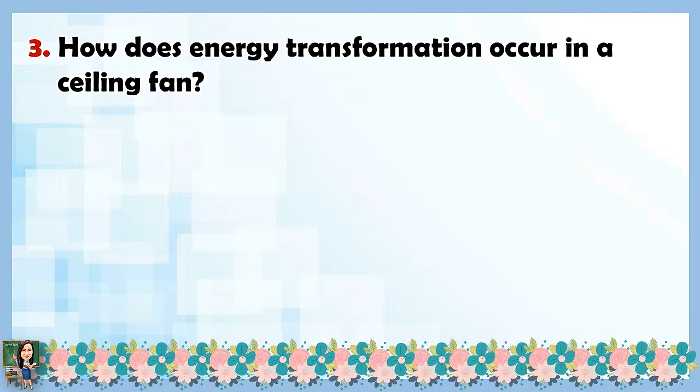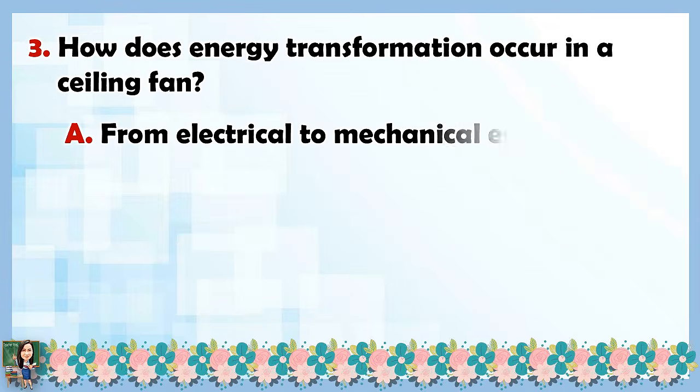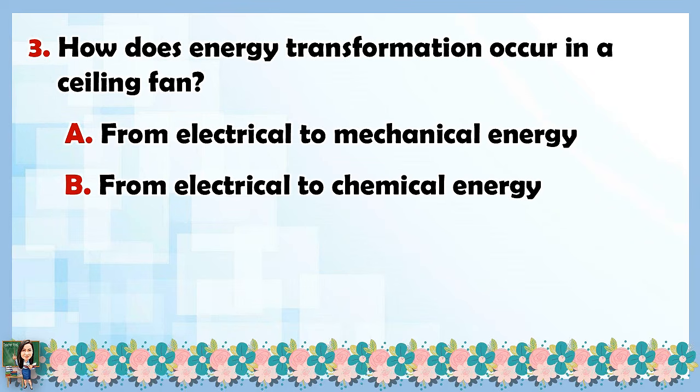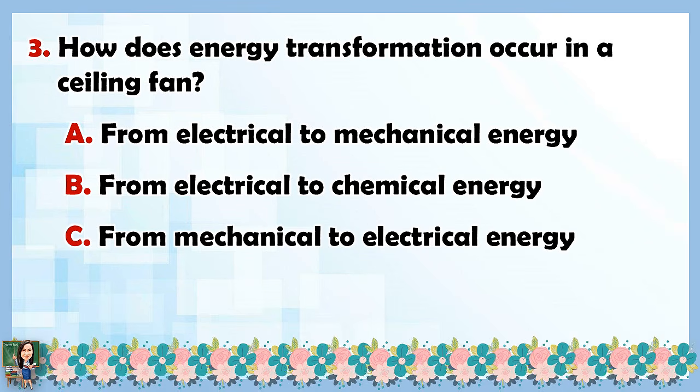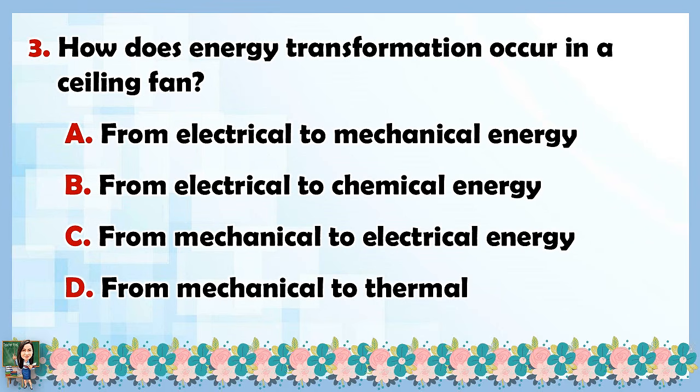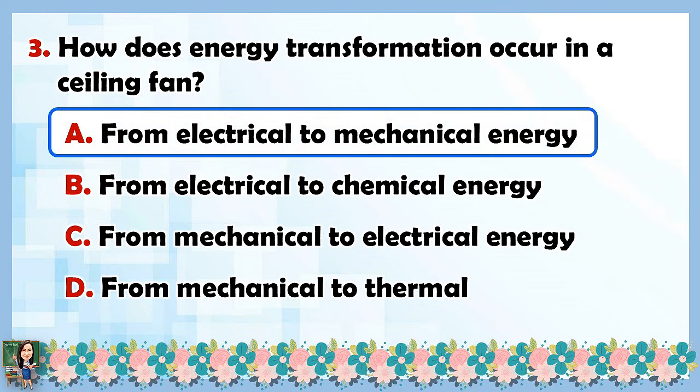Number 3. How does energy transformation occur in a ceiling fan? A. From electrical to mechanical energy. B. From electrical to chemical energy. C. From mechanical to electrical energy. And D. From mechanical to thermal. What is the correct answer? Very good. The correct answer is letter A. From electrical to mechanical energy.